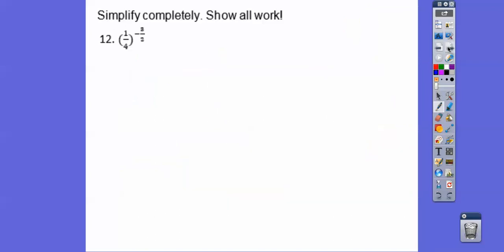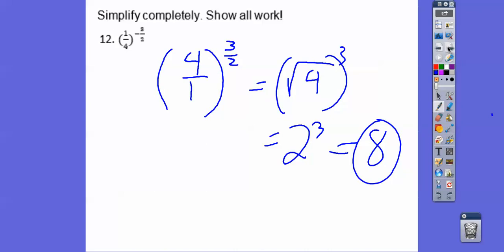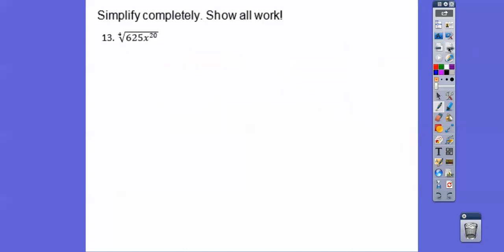So when we have a fraction to a negative exponent, you flip the fraction. It becomes a positive exponent. So again, 4 to the 3/2 power is the square root of 4 to the third power, so we get 2 to the third is 8. Okay, easy. Alright, so here, several ways to do this.